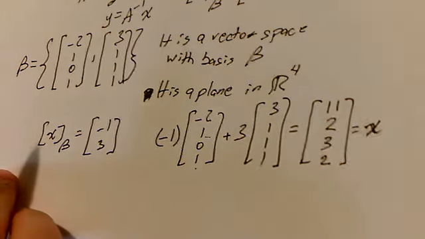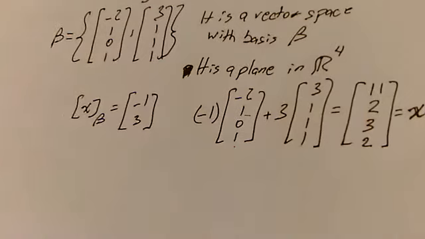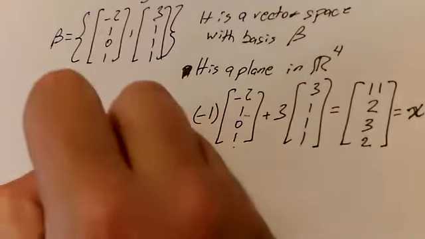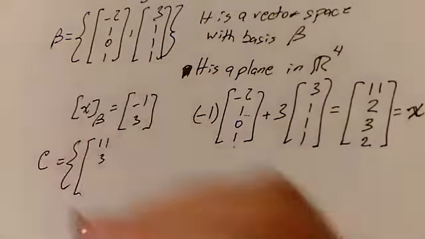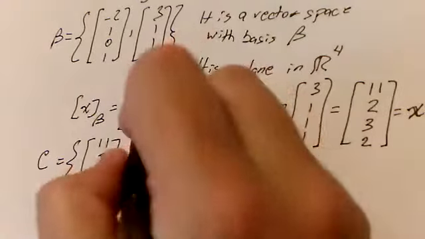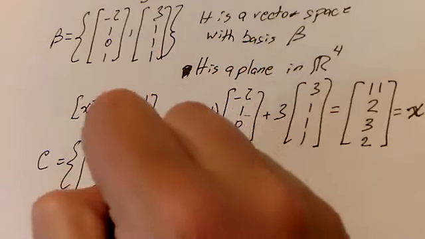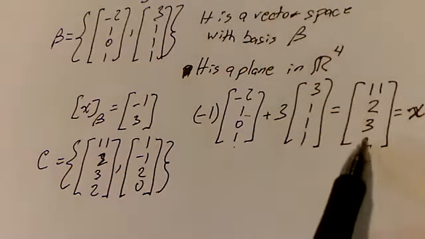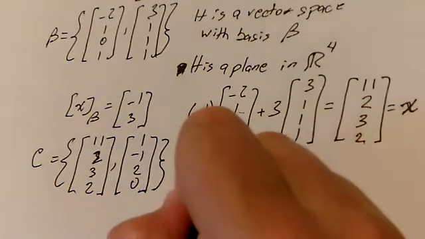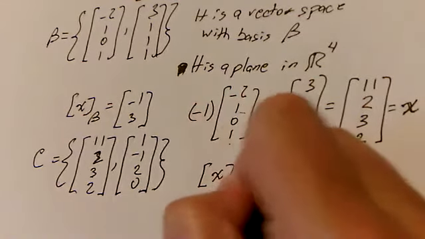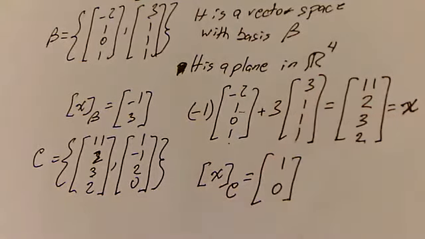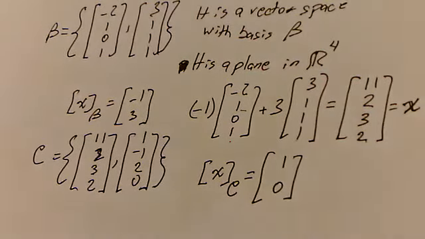Now, remember I said we can have multiple bases for the same thing. So let's say I have another basis. Let's call this basis C. Well, this basis has 11, 2, 3, 2 for the first vector, and the second vector is going to be 1, -1, 2, and 0. As I look at x here, x is clearly one of my basis vectors in this case. So the coordinate vector for x with respect to C has one copy of the first basis vector and no copies of the second basis vector, because I don't want to add or subtract anything to it. It's already the basis.